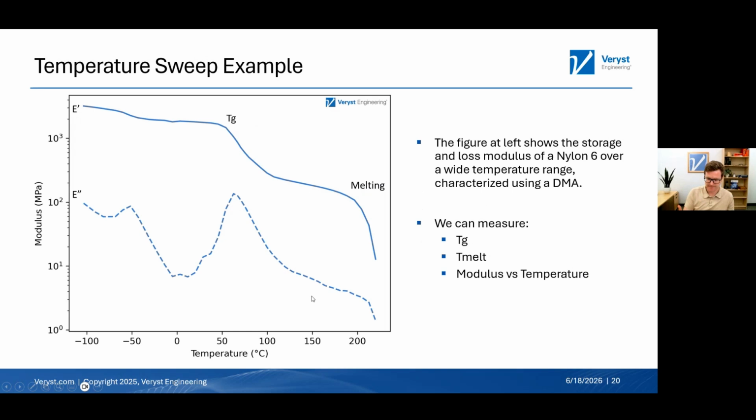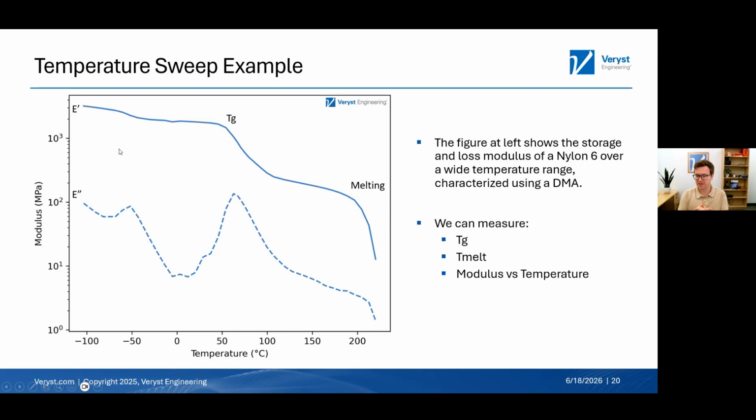Going back to the DMA test that I recommend to essentially everyone: if you are designing a product or a component with some sort of polymer that is going to be exposed to even a small increase or decrease in temperature, I strongly recommend getting a temperature sweep done on a DMA. The reason is that this is all from a single test, and we get so much information about both the structure of the material and how it responds to elevated temperature.